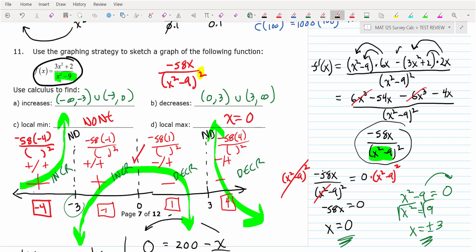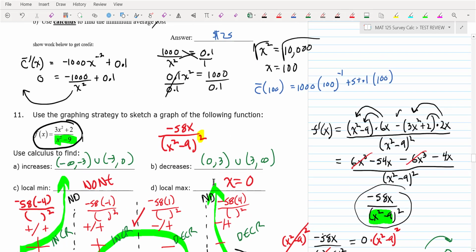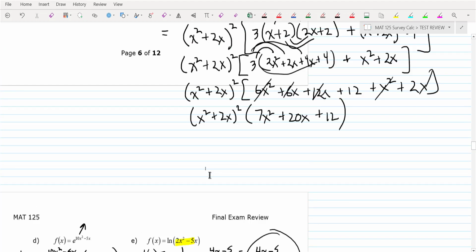Okay? So the biggest part of that problem to me is, number one, getting the derivative right, and then being able to fill out that sign chart. That's it. Study that. Okay, let's see what we've got time for here.